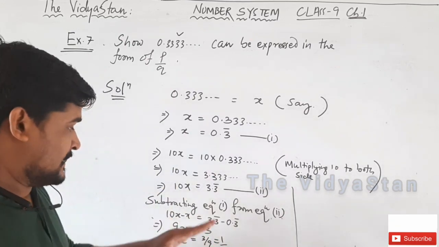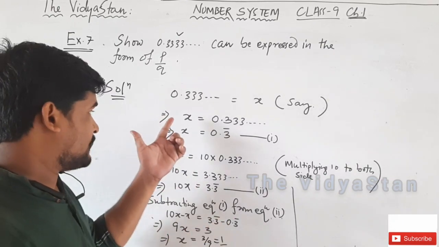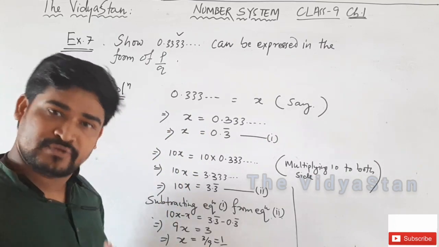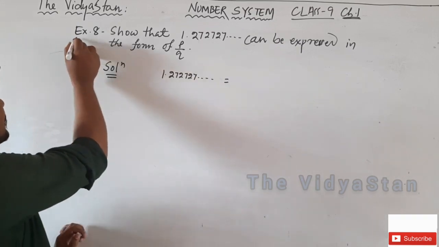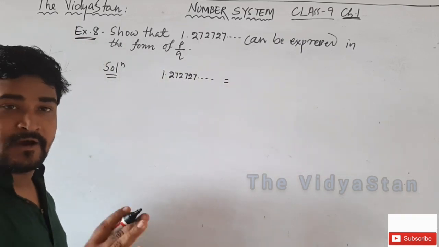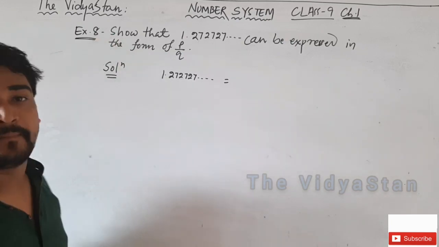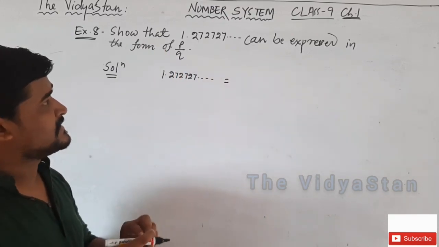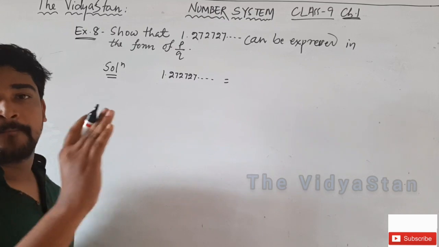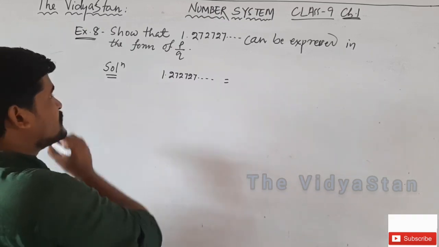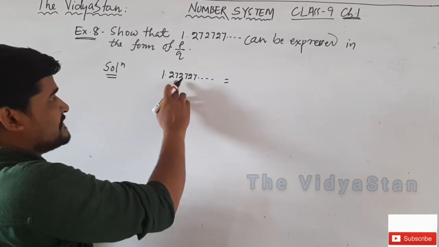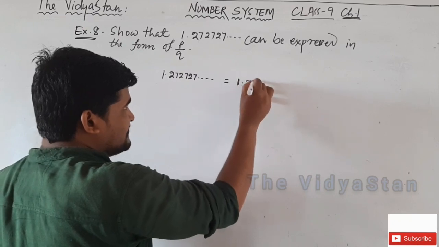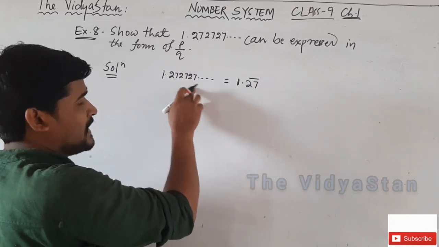So the rational number representation of 0.3333, that is 0.3 bar, is 1 by 3. So students, now this is terms for example number 8 of your NCERT book, chapter Number System. So the question is that show that 1.272727 can be expressed in the form of P by Q. So the solution is that we can write 1.272727 in the form of 1.27 bar, that is, 27 is repeating here.